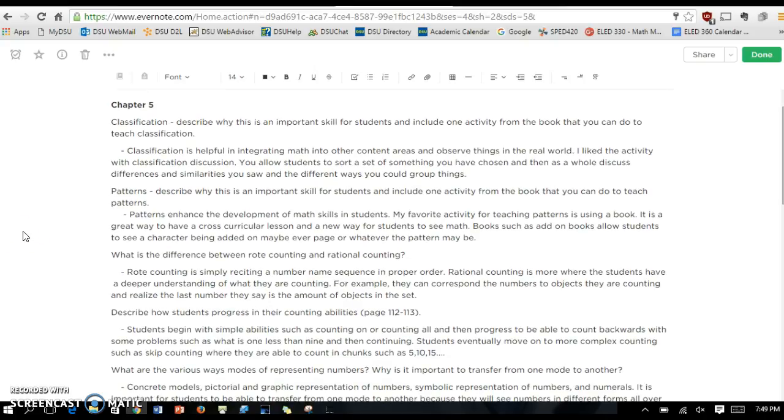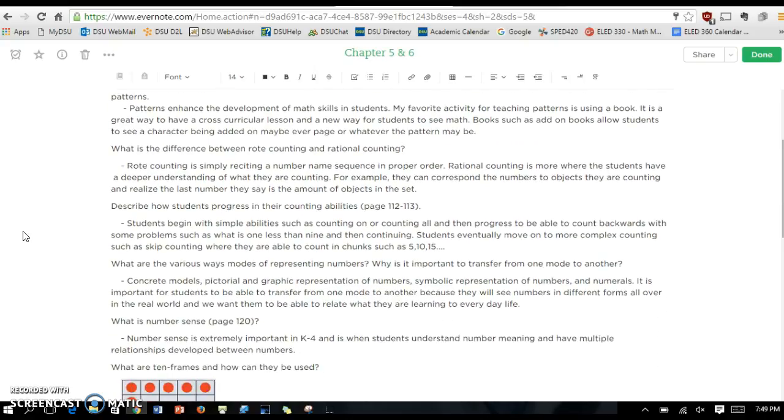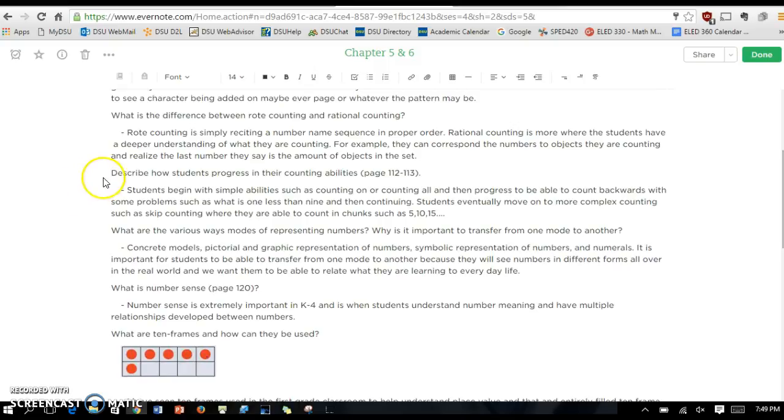I'd never heard of the difference between rote counting and rational counting, and to me, rational counting was more that you had a deeper understanding of it and you were really thinking about it instead of just reading off the numbers. And then progressing in their counting abilities, that was pretty self-explanatory. The farther you go, the more complex things you can start to do.